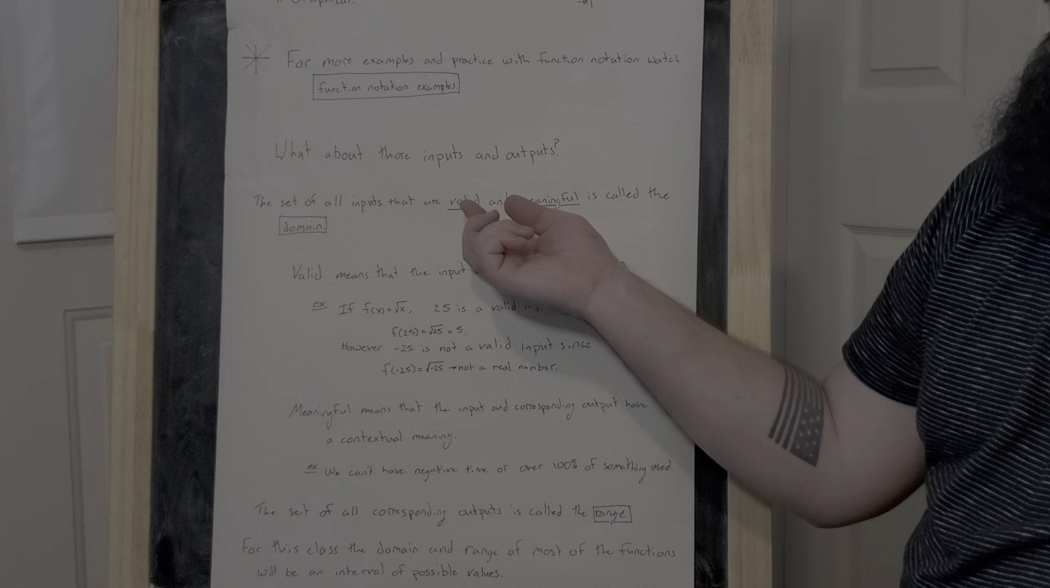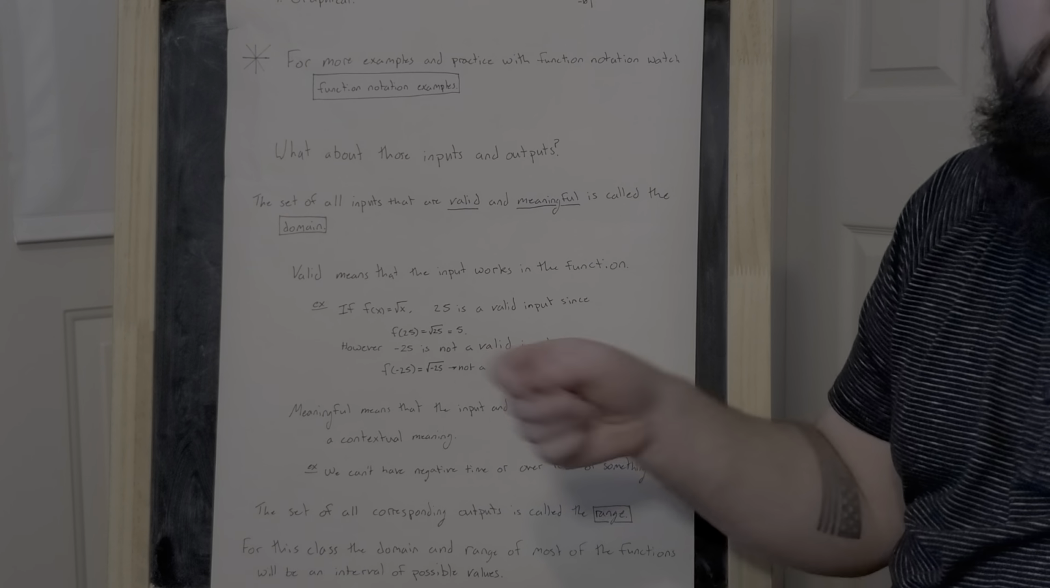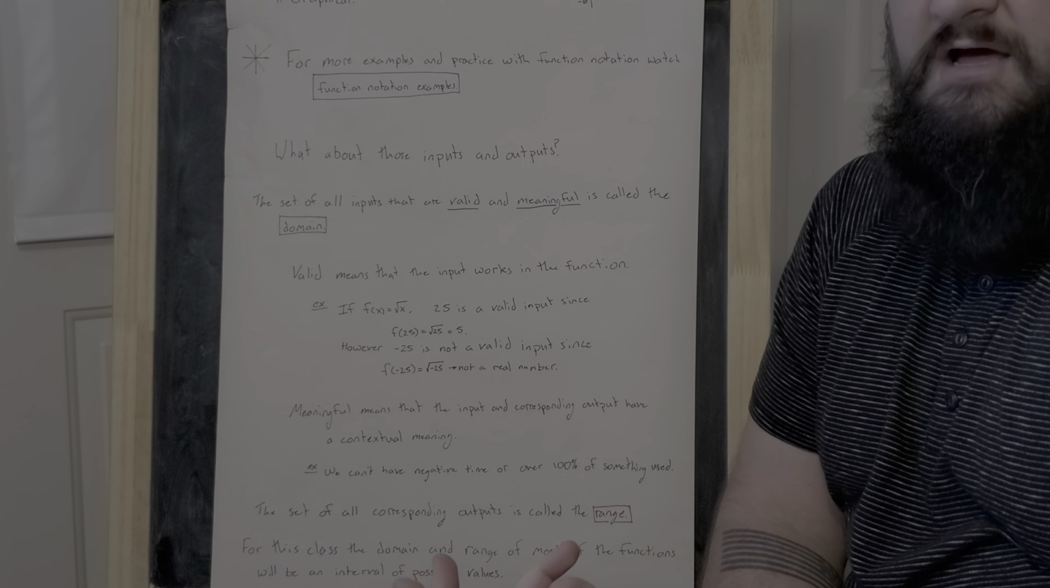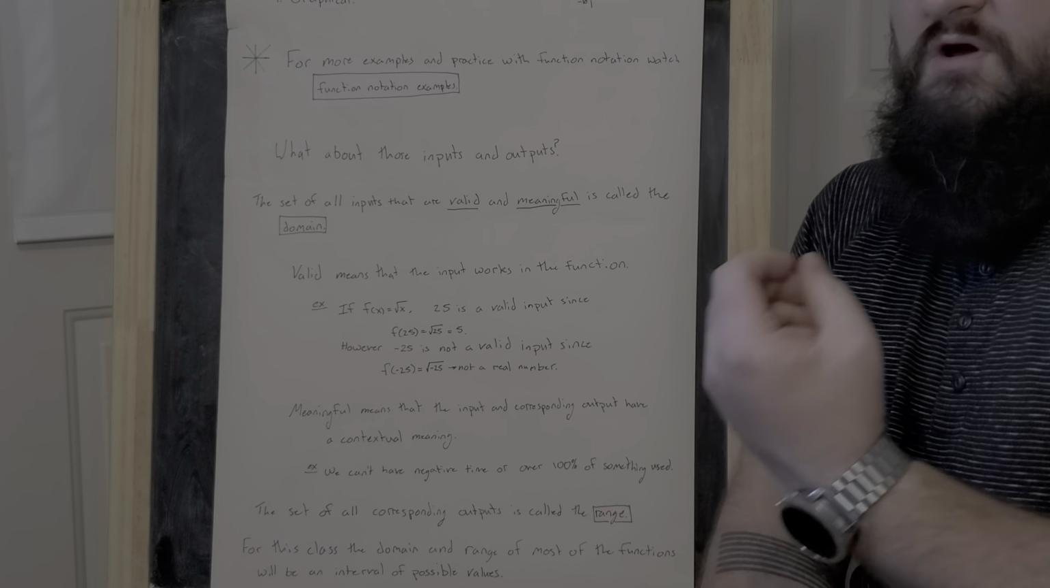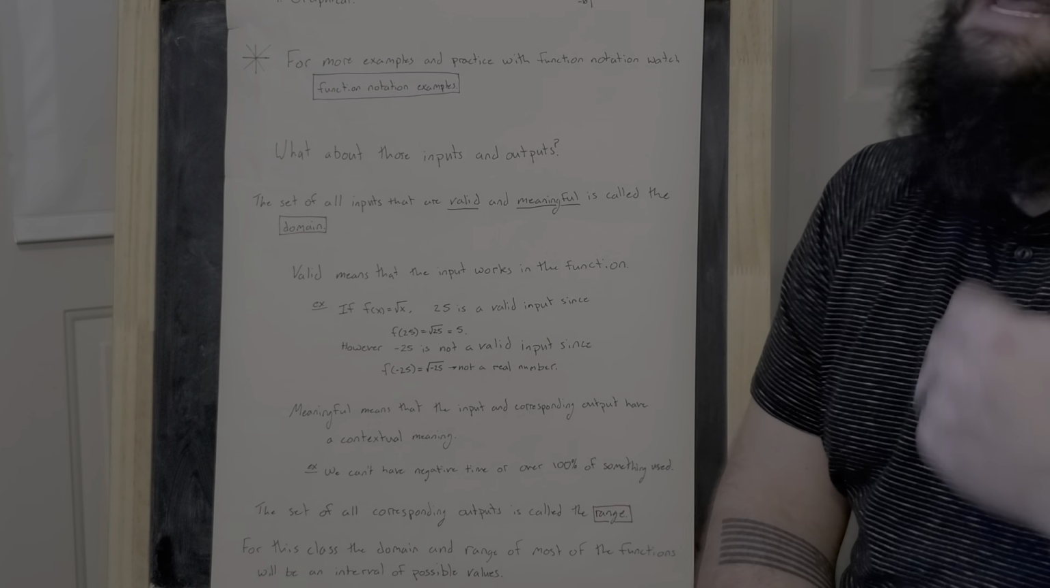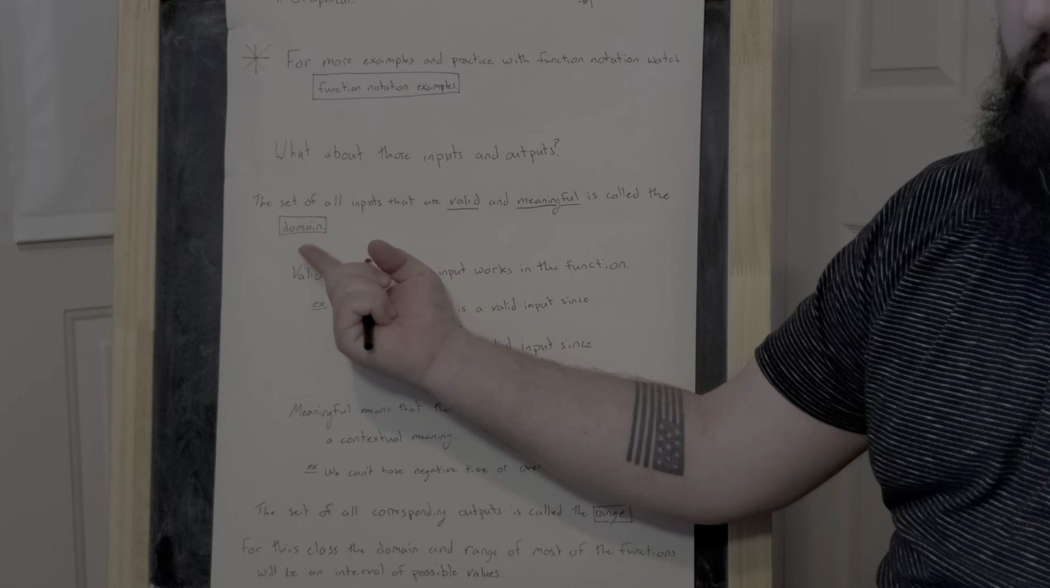Okay? And so valid is really simple. Valid just simply means that it works in the function. So if I put that into the function as an input, I get something back out, right? So that was what I was talking about before, where if you have some sort of an input that doesn't give you any sort of an output, then it's not actually an input of the function. It's not a part of its domain, okay?